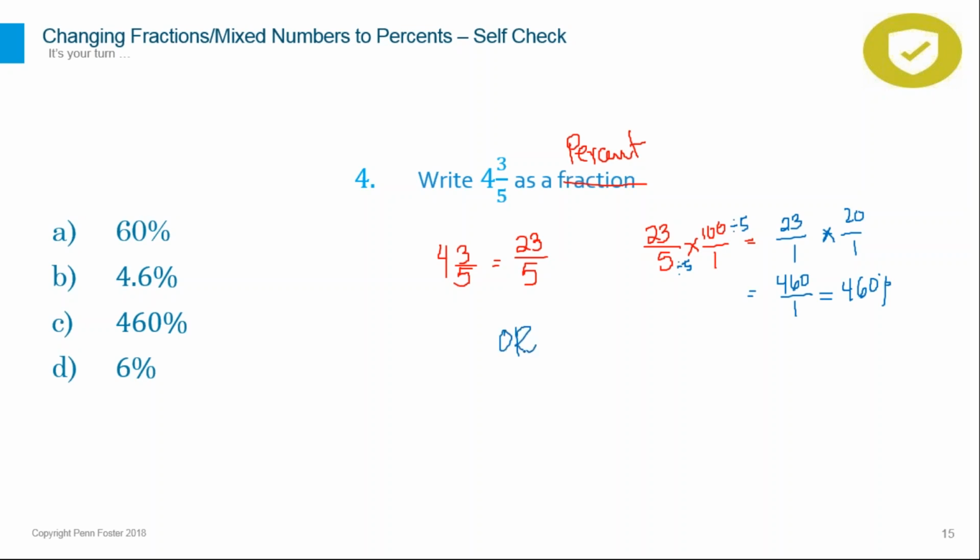Or I can notice and take advantage of 5 in the denominator being a factor of 100. So let's start over from the beginning. 23 over 5. I need to change the 5 to 100, times 20, and do the same thing on the top, times 20. Well, 23 times 20 is 460 and 5 times 20 is 100. Take the numerator and add the percent sign, and that would be the answer. The answer in this case is C. C is the correct answer.